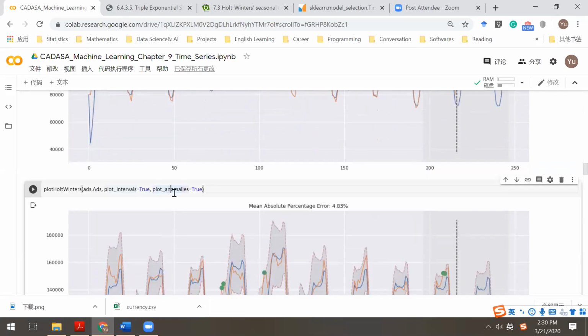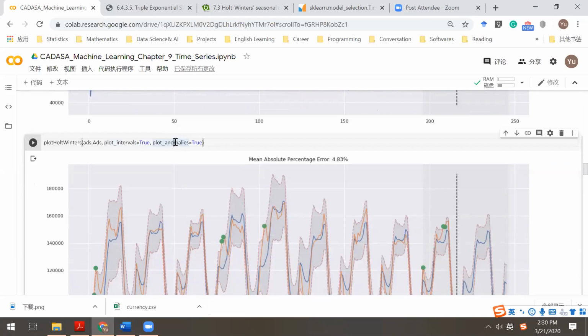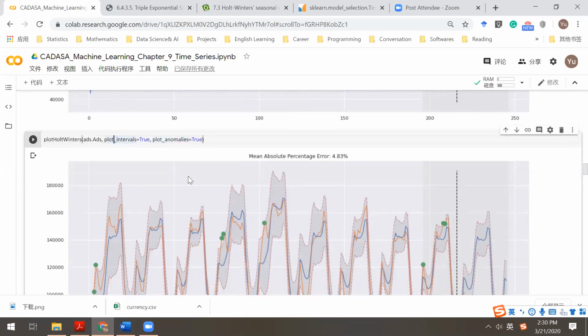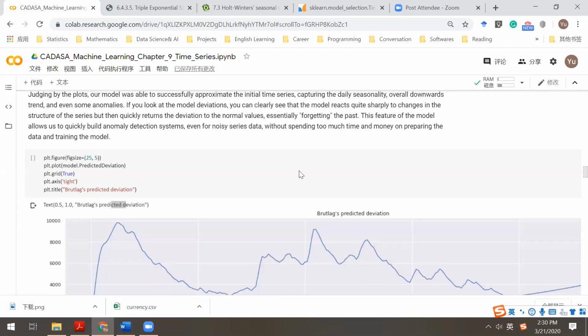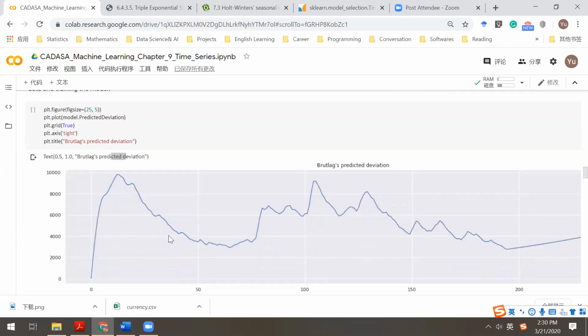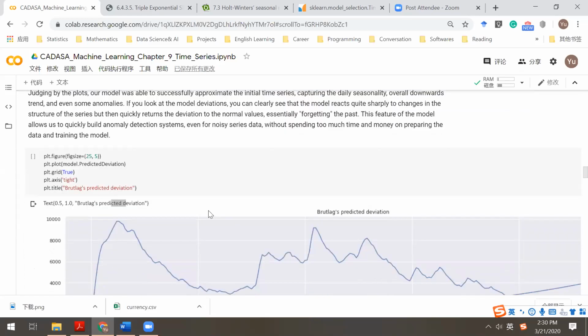Here we can choose to plot the anomalies and plot the intervals. We can see some anomalies. Another interesting thing, from the plot of the predicted deviation, is that the prediction deviation sometimes changes very quickly and sharply in response to changes in the structure of the series, but then it quickly returns to the normal value.